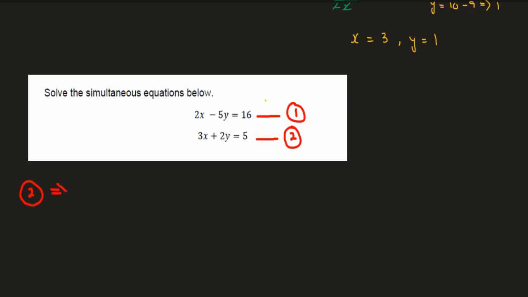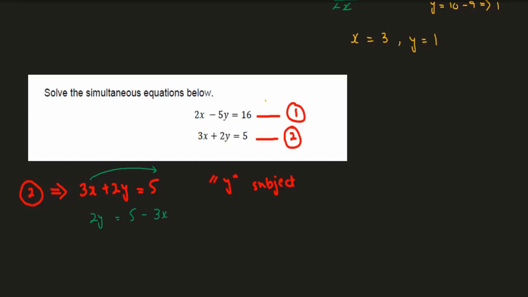So 3x plus 2y is equal to 5. What I am going to do now is make y the subject here. You can also choose x if you want to, so it's completely up to us. I am going to take this 3x to the other side. So 2y is equal to 5 minus 3x.